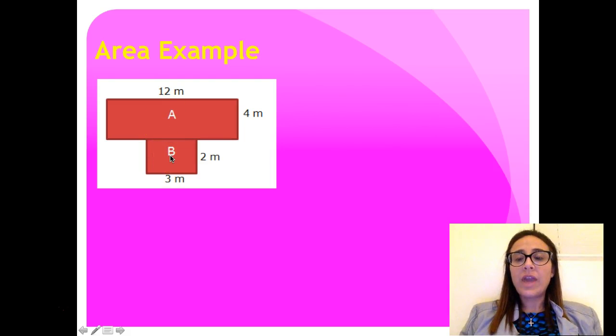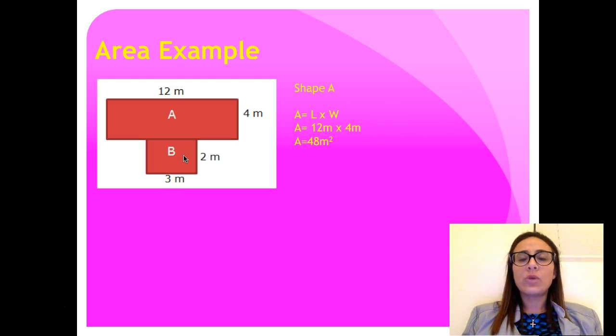In order to find the area of this shape, the first thing that you need to do is find the area of shape A, and then you need to find the area of shape B, and finally you add the totals together. Shape A, area equals length times width. The length is 12 metres and the width is 4 metres. 12 times 4 is 48, not forgetting your metres squared, your units.